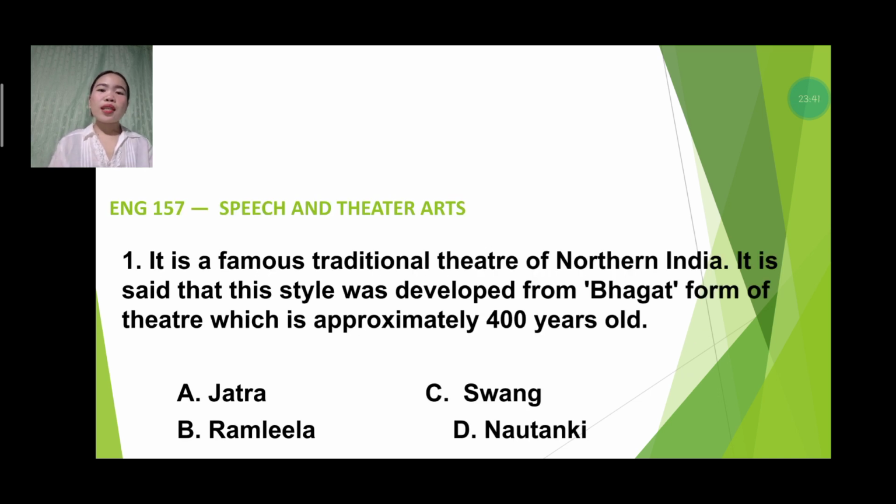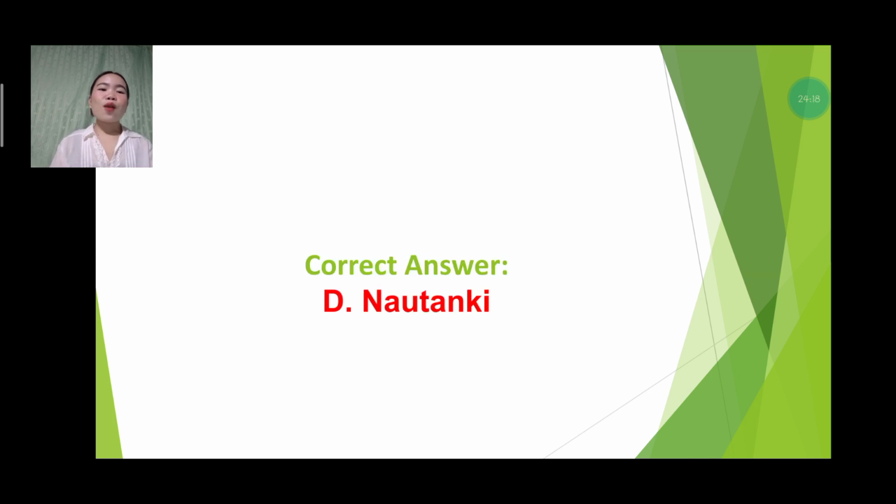Last subject, we have the English 157, the speech and theater arts. Number 1, it is a famous traditional theater of northern India. It is said that this style was developed from Bhagat form of theater, which is approximately 400 years old. The options are letter A, Jatra or Hatra, letter B, Ramlila, letter C, Swang, and letter D, Nautanki. The correct answer is letter D, Nautanki.